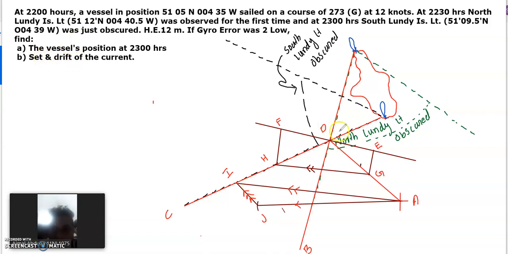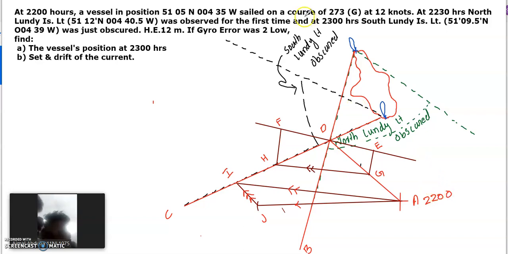Here the height of eye is given, I think only to confuse you. So this is your approximate chart, chart number 5047, and this is Lundy Island, this is the south light and this is the north light. Initially one position is given, 51 degrees 05 minutes, so I plotted it as A. This is the initial position at 2200 hours.